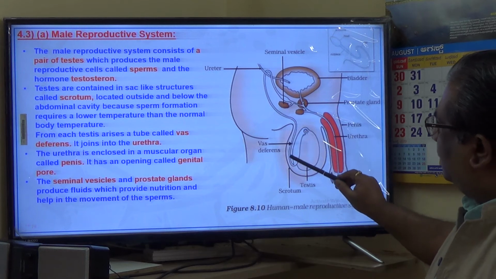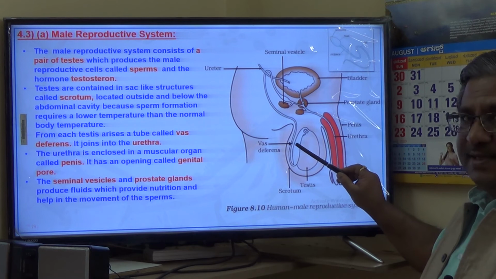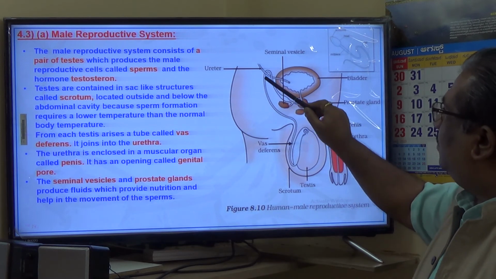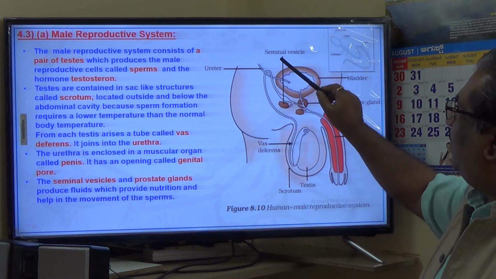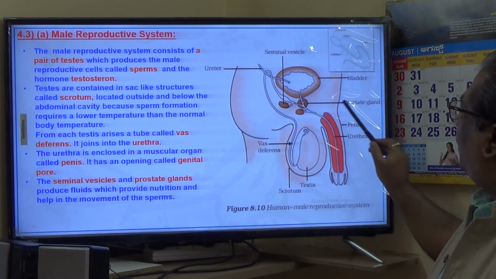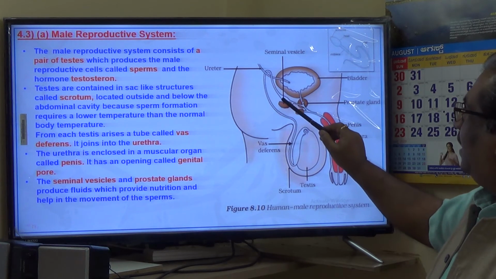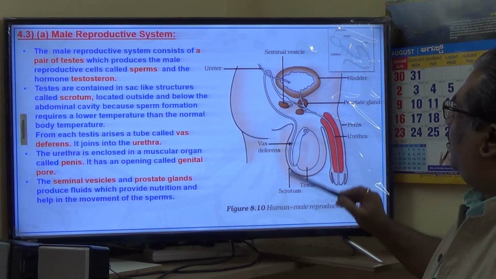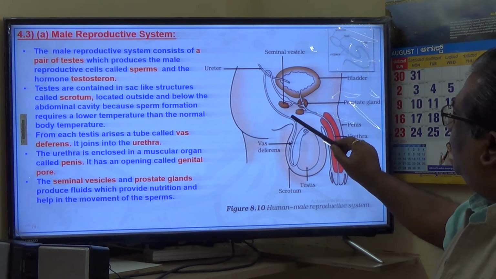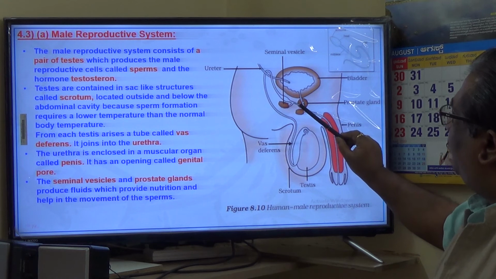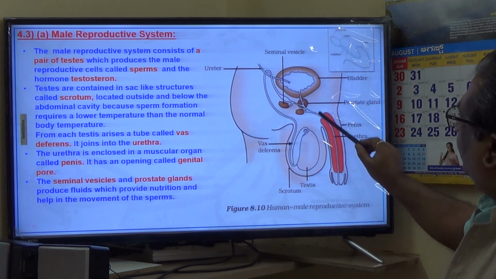From the testis there is a tubular part. This is called vas deferens. On the way, seminal vesicle and prostate glands are a couple of organs that are present on this tube. Finally, this vas deferens and the urethra from the urinary bladder.